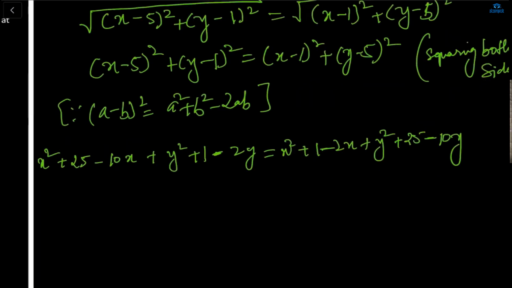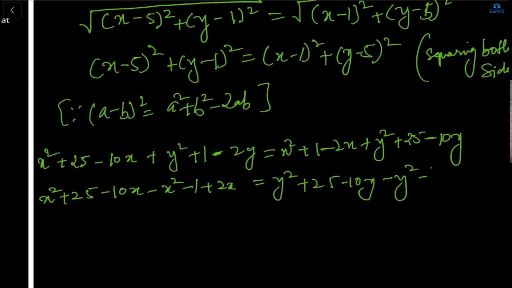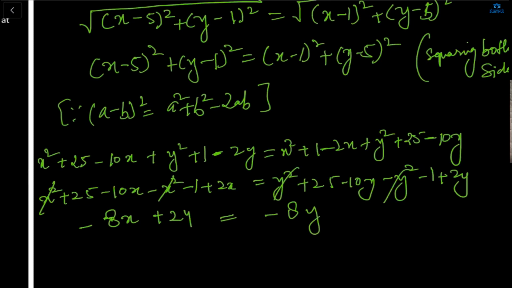So what will it be? Now bring the x terms on one side and the y terms on the other side to solve it. I'm writing x square plus 25 minus 10x minus x square minus 1 plus 2x is equal to y square plus 25 minus 10y minus y square minus 1 plus 2y. Now x square will be cancelled, and you will get minus 8x plus 24, and y square will again be cancelled and you will again get minus 8y plus 24.